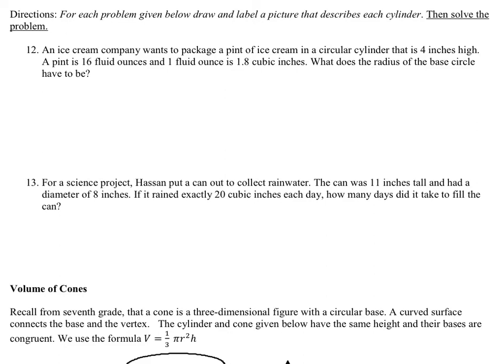All right, number 12. For each problem given below, draw and label a picture that describes the cylinder, then solve the problem. An ice cream company wants to package a pint of ice cream in a circular cylinder that is 4 inches high. A pint is 16 fluid ounces, and 1 fluid ounce is 1.8 cubic inches. What does the radius of the base circle have to be?